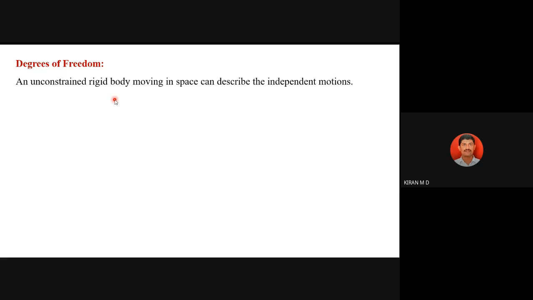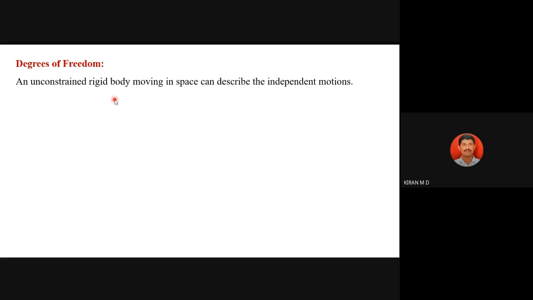Next is degrees of freedom. An unconstrained rigid body moving in space can be described by independent motions when you consider the degrees of freedom. Generally, it is the number of independent coordinates required to specify the motion. In kinematics, in other words, it is how many independent motions are required to describe the moving component. That we call the degrees of freedom or mobility.